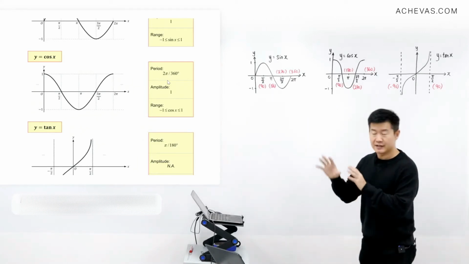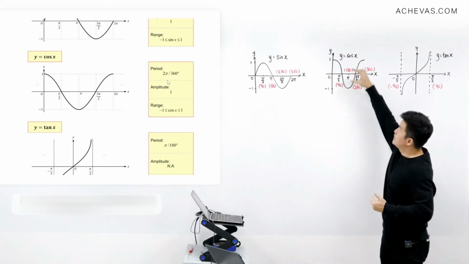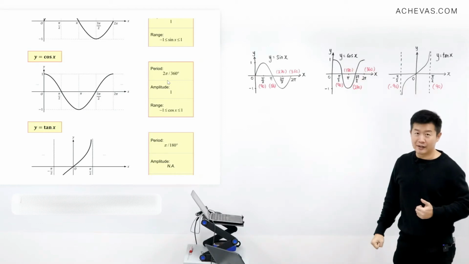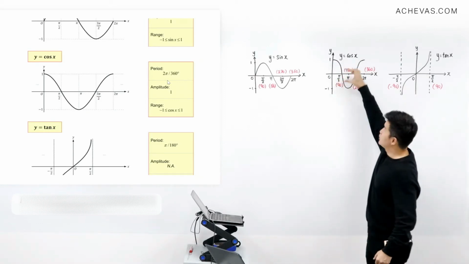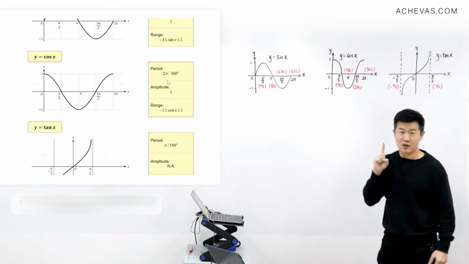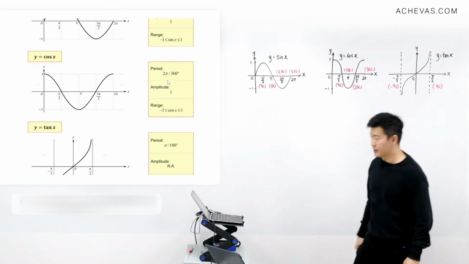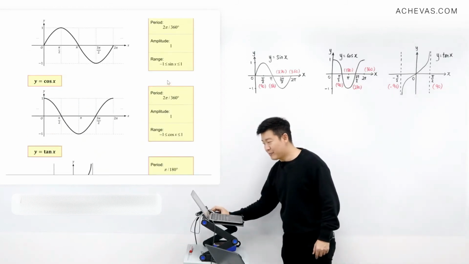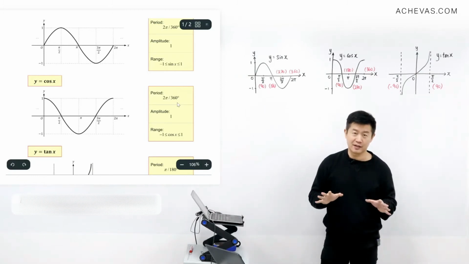The period is 2 pi, the period is 360 degrees, the amplitude is 1. 1 minus minus 1 is 2, 2 divided by 2 is 1. So the amplitude is 1. What is the range? The range is also from -1 to 1. So for the period, amplitude and range, sine and cosine are actually exactly the same.